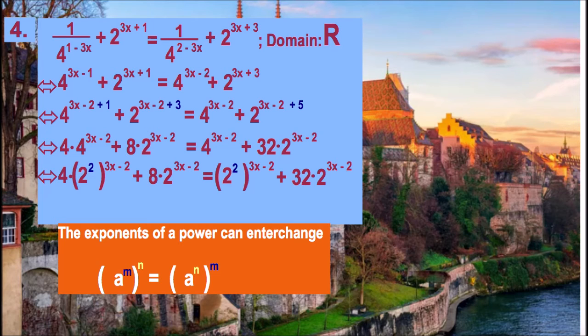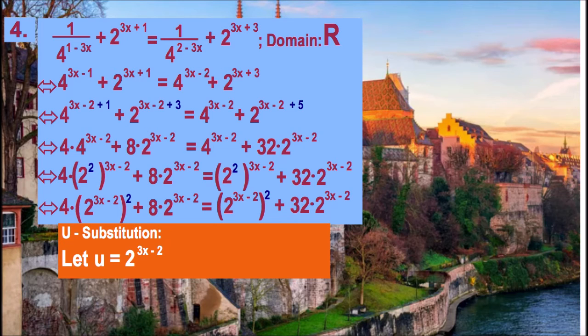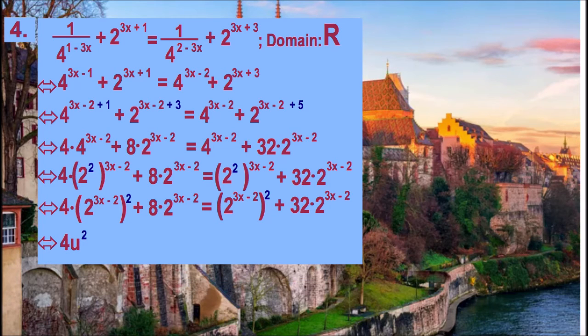The exponents of a power can interchange. So interchanging the first, we get 4 times the quantity 2 raised to the power 3x minus 2, everything raised to the power 2, plus 8 times 2 raised to the power 3x minus 2, which equals the quantity 2 raised to the power 3x minus 2, everything squared, plus 32 times 2 raised to the power 3x minus 2. Let's do some u substitution. So if we let u equal 2 raised to the power 3x minus 2, where u is greater than 0, equivalent to 4 times u squared plus 8u equals u squared plus 32u.